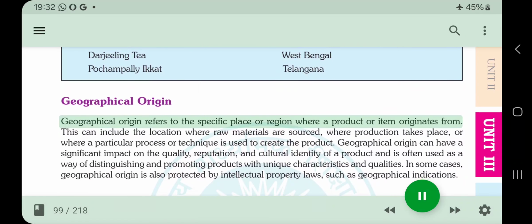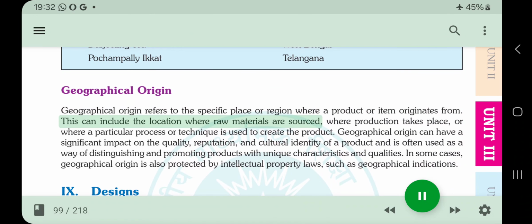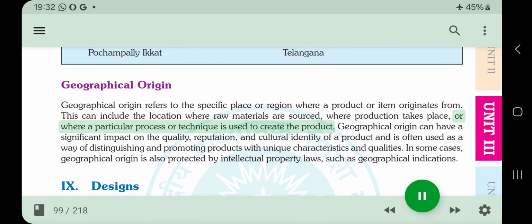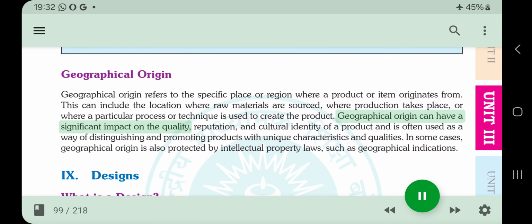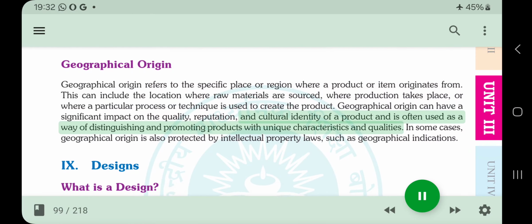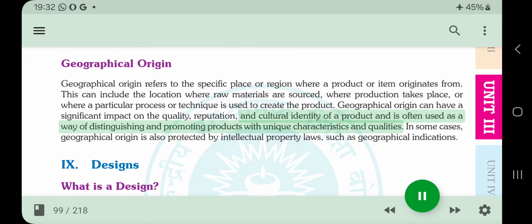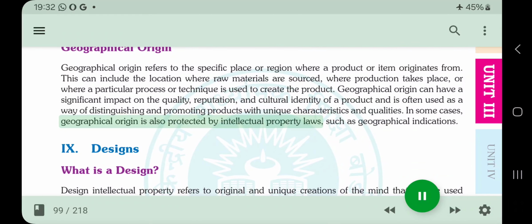Geographical origin. Geographical origin refers to the specific place or region where a product or item originates from. This can include the location where raw materials are sourced, where production takes place, or where a particular process or technique is used to create the product. Geographical origin can have a significant impact on the quality, reputation, and cultural identity of a product and is often used as a way of distinguishing and promoting products with unique characteristics and qualities. In some cases, geographical origin is also protected by intellectual property laws, such as geographical indications.